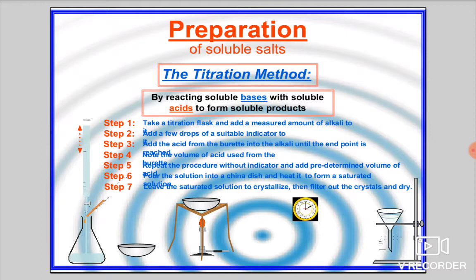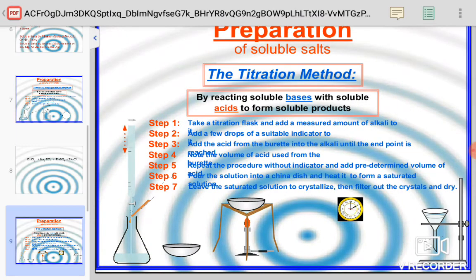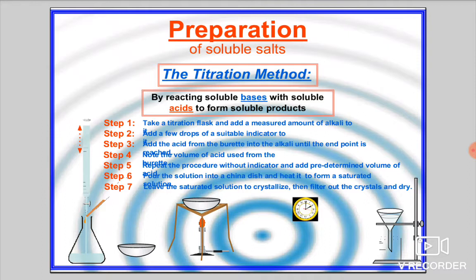It is done by reacting soluble bases with soluble acids to form soluble products. Step 1 is to take a titration flask and add a measured amount of alkali to it. Then add a few drops of soluble indicator to it. By adding the indicator we get a color, which helps us to distinguish the salt, and add the acid from the burette into the alkali until the endpoint is reached.